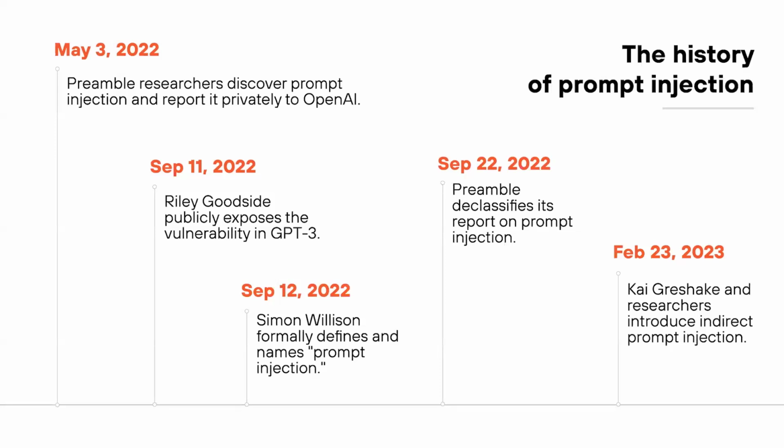Then on September 11, 2022, Riley Goodside, the name of a person, publicly exposed the vulnerability in GPT-3, right? So we know that there are different models, GPT-3, GPT 4.1, GPT 4.2, GPT 5, and so on. So the vulnerability in GPT was exposed. Then Simon Willison formally defined and named prompt injection, right? So this term was recently coined.